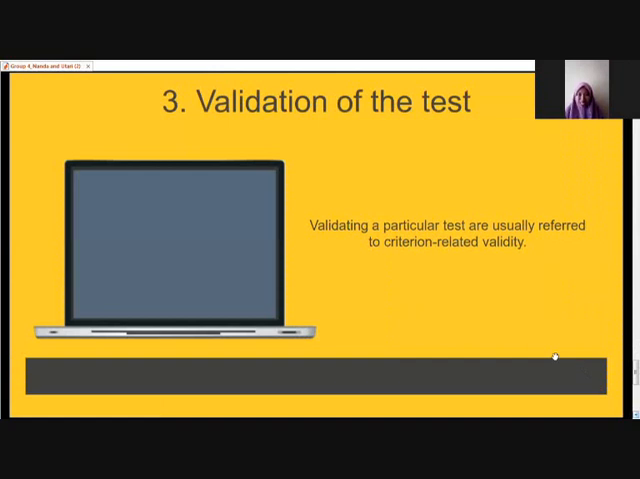Okay, the last stage from Hughes for task construction is validation of the test. Validating a particular test is usually referred to as criterion-related validity. It is about criterion-related validity. So they are linked to each other.